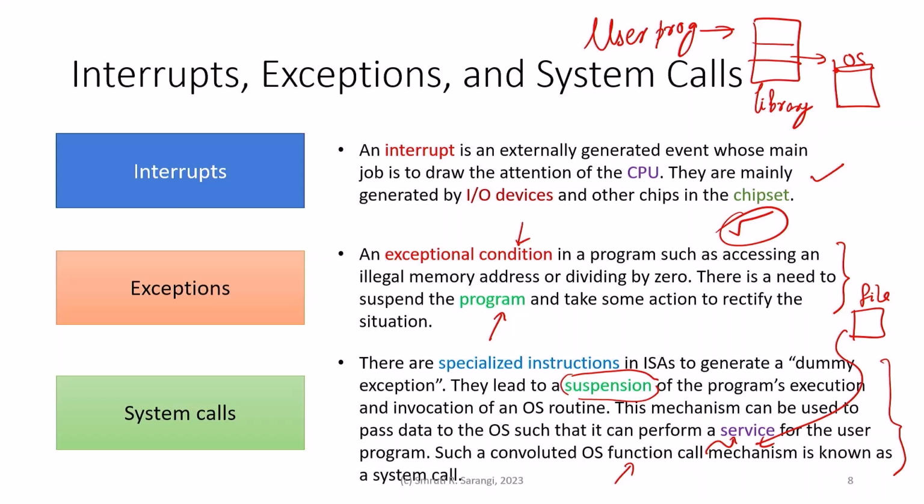So interrupts, exceptions, and system calls are interrupting mechanisms because they are directed towards the OS. Signals are the only mechanism which are directed away from the OS. They are from an OS to a process, right? So that is the difference.